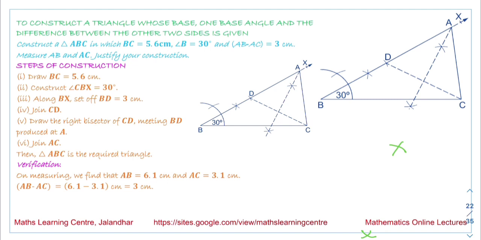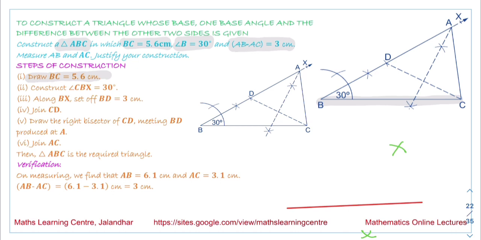So our question is, construct a triangle ABC in which BC is equal to 5.6 centimeter, angle B is given to be 30 degree, and AB minus AC is equal to 3 centimeters. So to start the construction, the first step we have done is that we have drawn this line BC, and the length of this line is 5.6 centimeter. First thing we have to do is draw this line BC of length 5.6 centimeter.